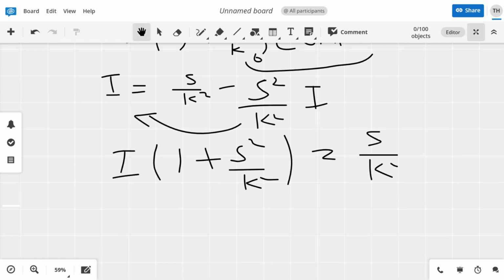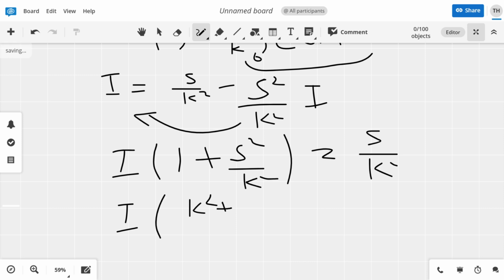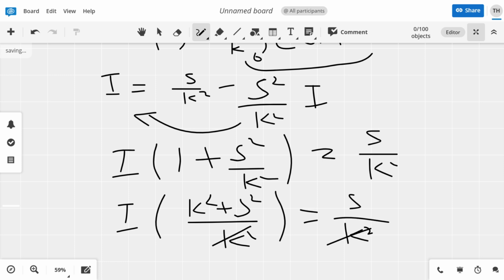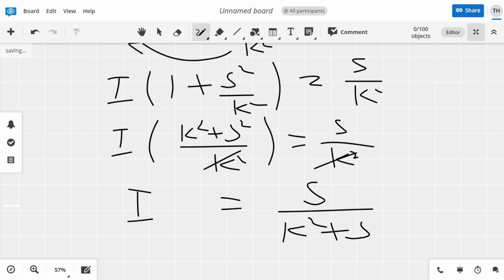Now these are simple steps. I times (k square plus s square) over k square is equal to s over k square. The k square gets cancelled out from both sides and you will be left with a very simple algebraic equation. I would become s over k square plus s square.